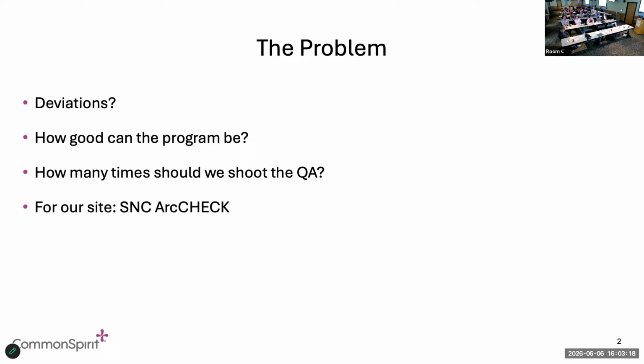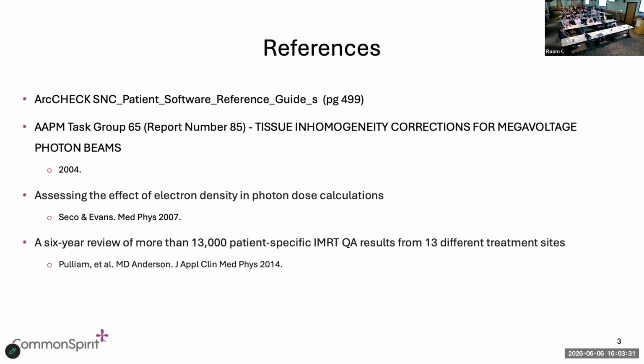Essentially, through rigorous testing, we can find out for that site what the baseline is for machine QA, let's say IMRT QA. That's what this talk is about.